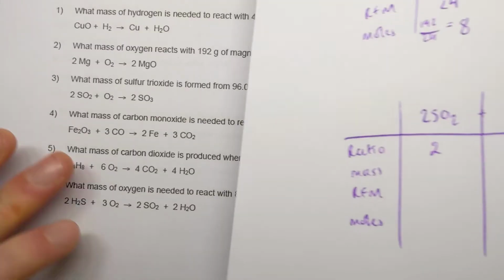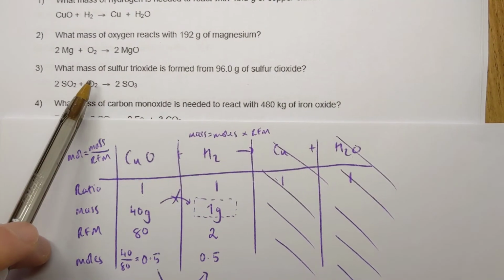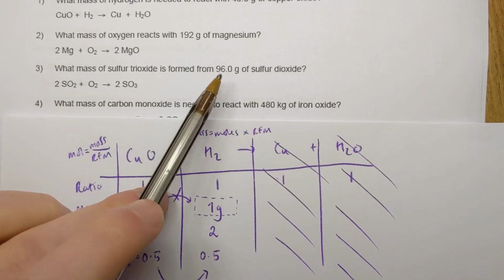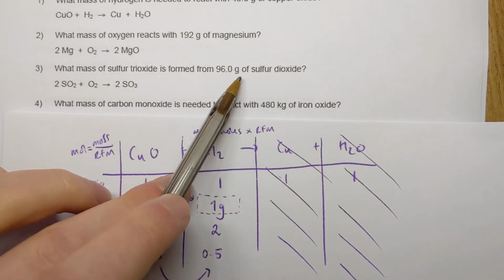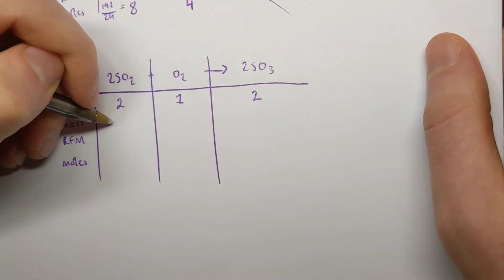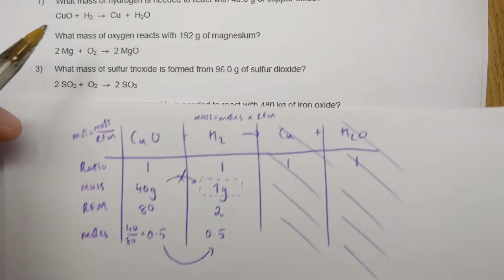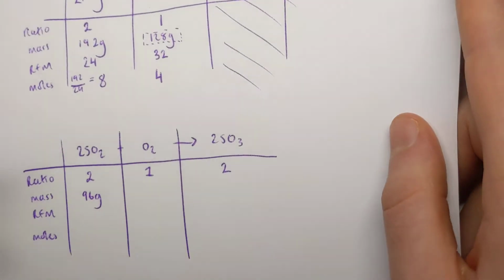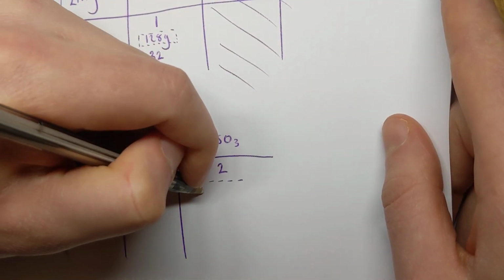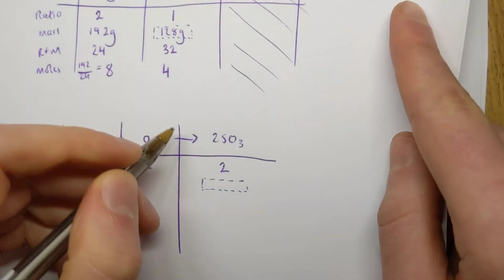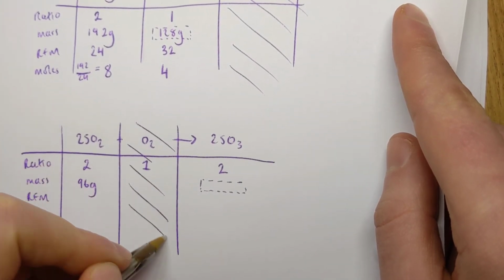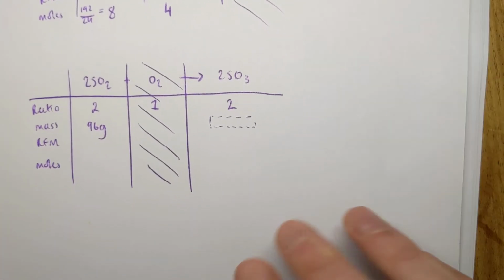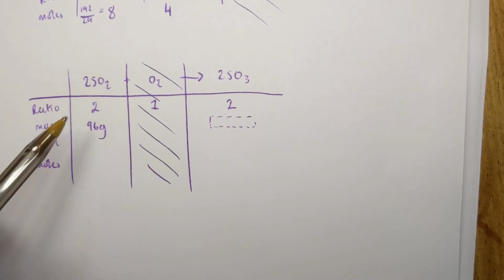If I go back to look at the question, what does it give me? It's asking for the mass of sulfur trioxide. It gives me the mass of sulfur dioxide, SO2, 96 grams. So I'm going to fill that in here. And as I said, it's looking for the mass of sulfur trioxide formed. So this is the one I'm trying to work out. In this case, the other reactant, oxygen, I'm not interested in, so I can get rid of it from this table.